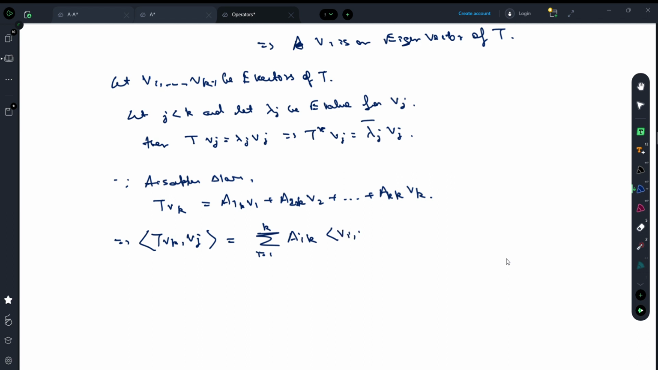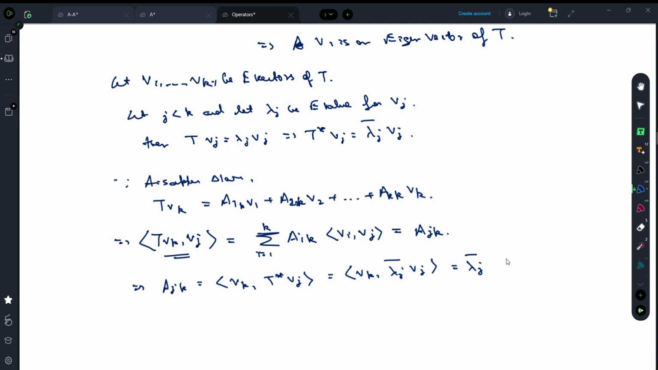This is basically the summation over i equals 1 to k. These aik's will come out, and I'll be left with the inner product of vi with vj. But the vectors are all orthonormal, so I'll simply get ajk, when i is equal to j. For every other case, we'll have 0 on the right hand side. So ajk can be represented like this, which implies that ajk is nothing but the inner product of vk with T star vj. But T star vj is lambda j bar vj, so I can bring lambda j bar outside, and I have the inner product of vk with vj, which is 0.